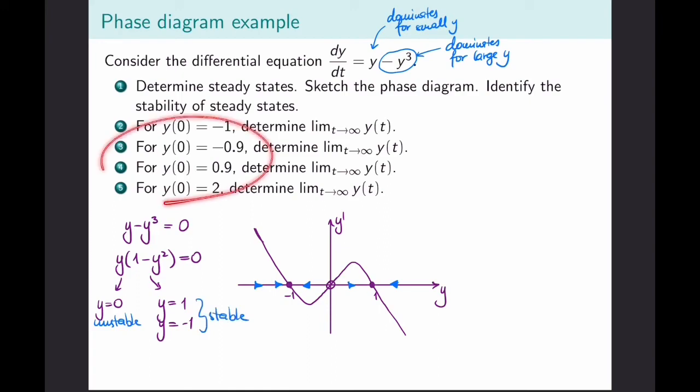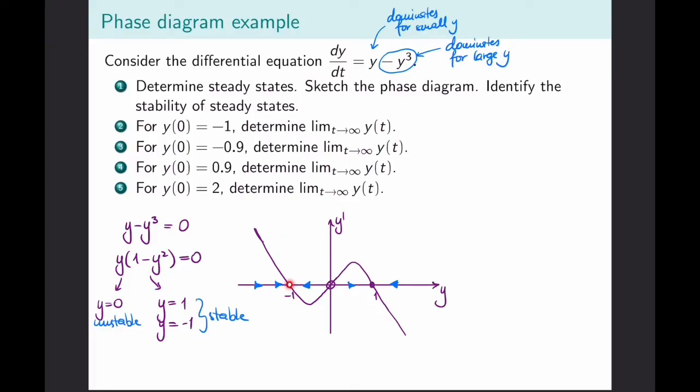The next questions all ask about what the solution tends toward as time goes on, depending on the initial condition. It can be handy to have a slope field for this, but we can also get this information from the phase diagram. If the initial condition is -1, so if I drop my little ant onto the horizontal axis at -1, where is it going to eventually end up?